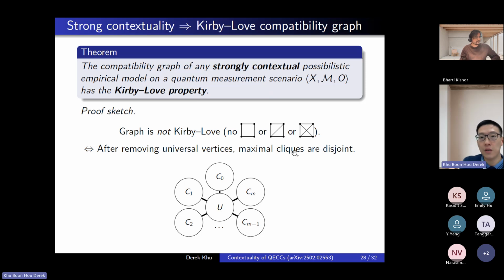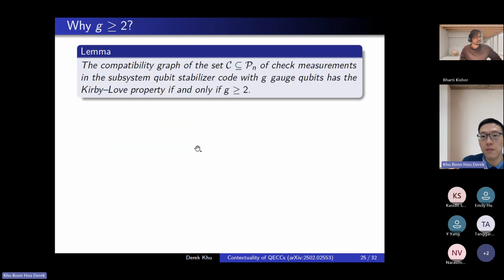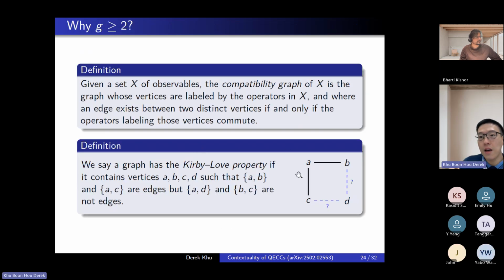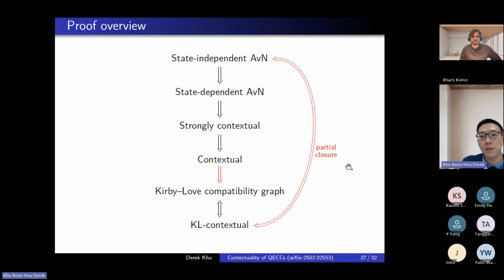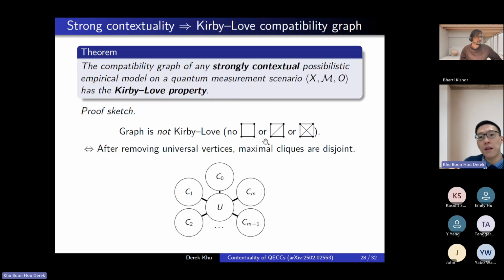The diagrams are not quite right. So if it doesn't have any of these forbidden subgraphs, then the maximal cliques must look like that. After you remove the universal vertices, the maximal cliques must look like this.